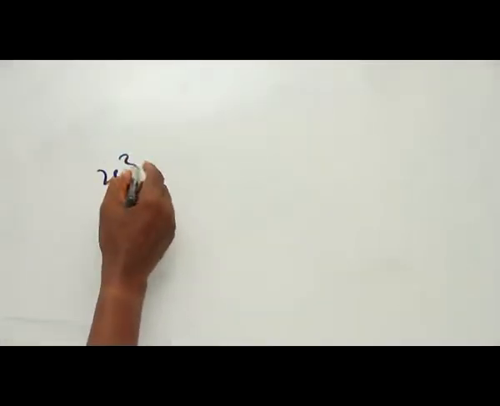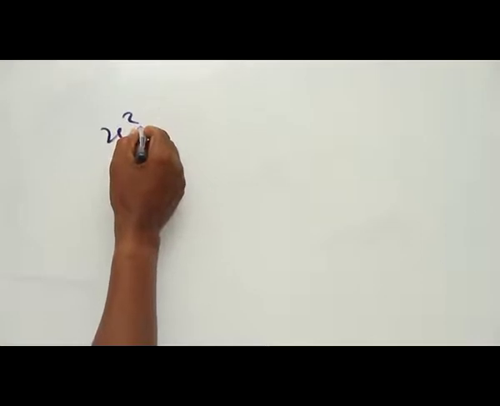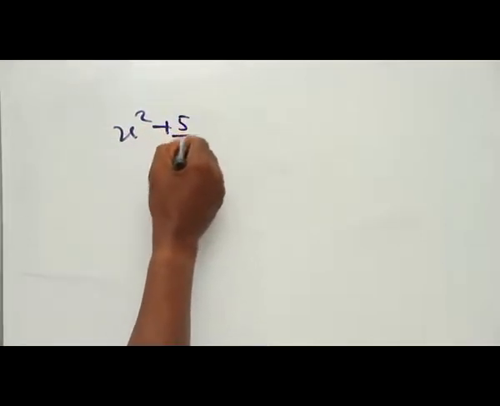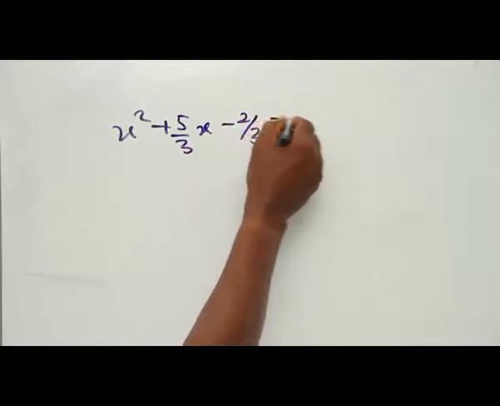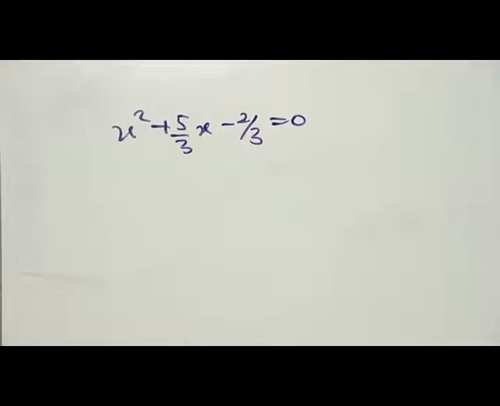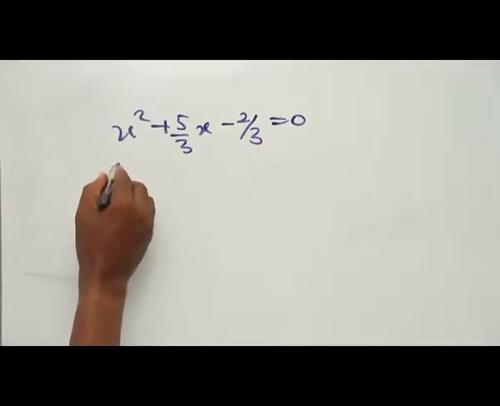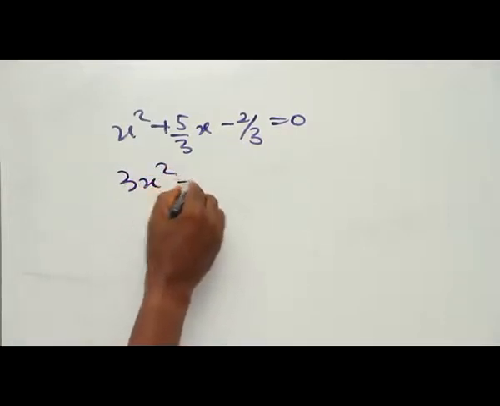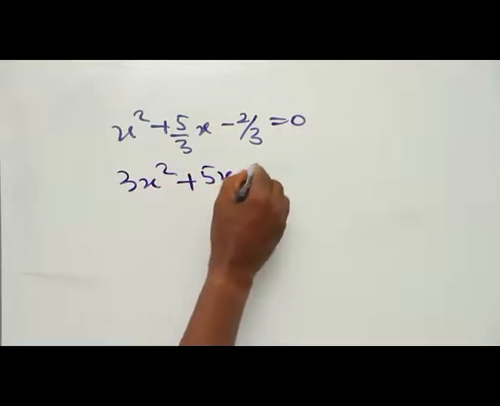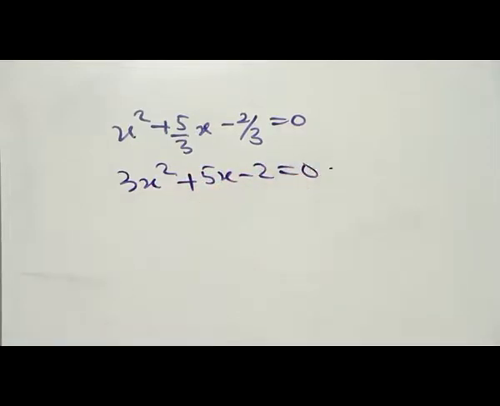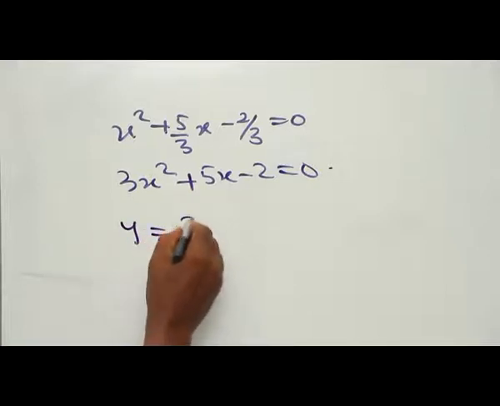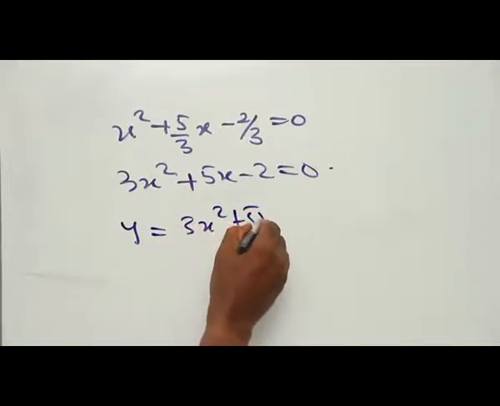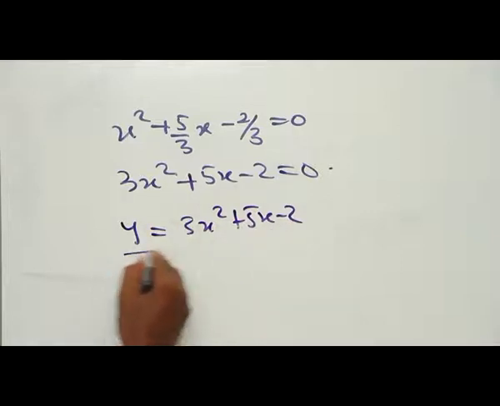So s squared, minus times minus will be plus 5 all over 3 s, and then minus 2 all over 3 is equal to 0. What do we do? We clear the fraction by multiplying through by 3. 3s squared plus 5s minus 2 is equal to 0. So we are trying to find the equation. Therefore, the equation is 3s squared plus 5s minus 2.